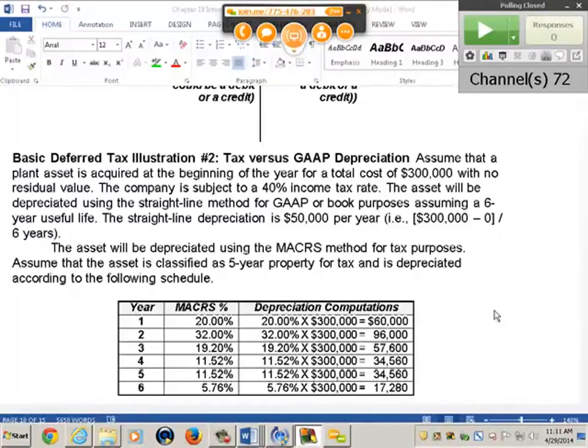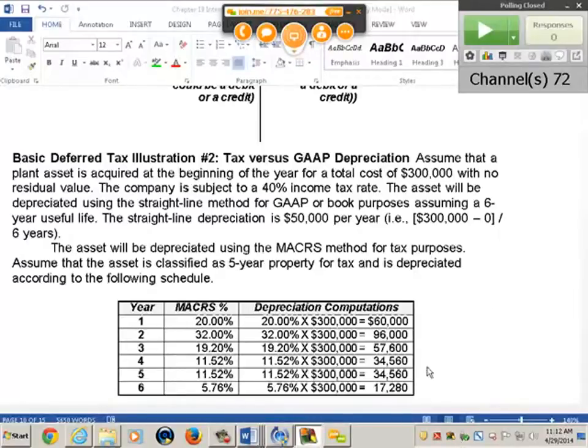For tax purposes, we already talked about this last week. We're using MACRS, and those are the amounts that would be depreciated each year. Tax rate is 40%. Tax rate's 40%. What we'd like to do is use an income statement perspective to determine the deferred taxes, tax expense, and of course tax payable for the period of the asset's life.